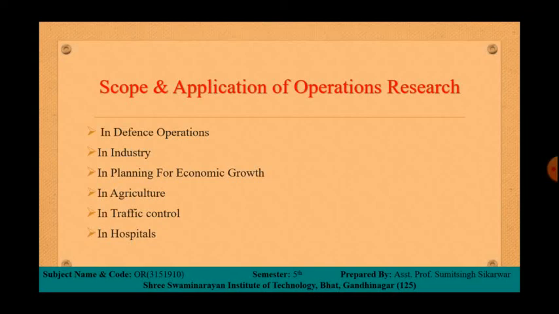From the problems discussed above, these are a few among many problems that can be solved by the application of operation research. This shows that operations research has no limit on its scope of application.